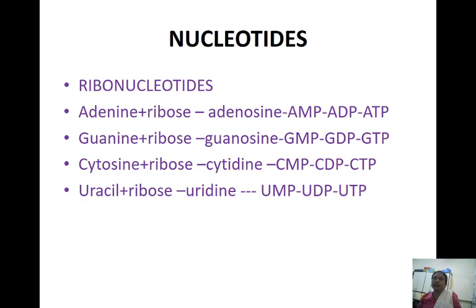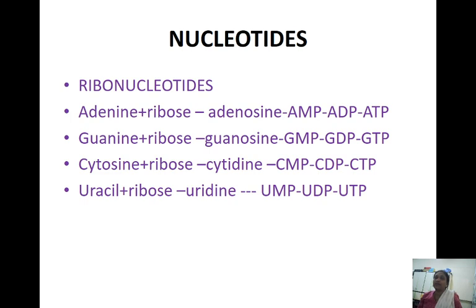Likewise, guanine with ribose forms guanosine. If one phosphate is attached at the 5' hydroxyl group, it forms guanosine monophosphate, which on further phosphorylation forms GDP, and on further phosphorylation forms GTP, guanosine triphosphate. Cytosine with ribose forms cytidine, which on phosphorylation forms CMP, cytidine monophosphate. Here there is no need to mention 5', as it indicates that the 5' hydroxyl group has been esterified with phosphoric acid.